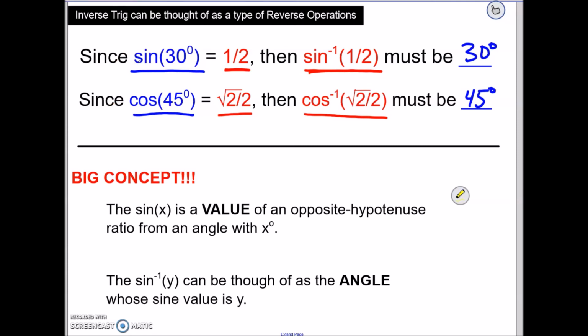A big concept to just keep in mind as we work through this. If you find the sine or the cosine or the tangent, those are values. They are specific ratios that we are finding. When we look at the inverse sine or the inverse cosine or the inverse tangent, what we're looking for is an angle. And you can see that up above too. The sine of some angle gives you a value. The cosine of some angle gives you a value. However, the inverse sine gives you an angle. The inverse cosine gives you an angle. The same could be said of tangent and inverse tangent.